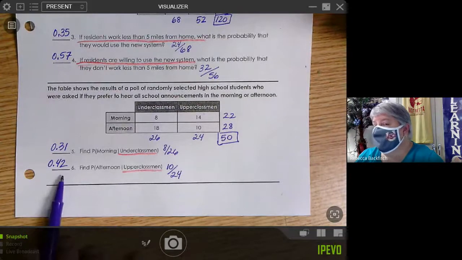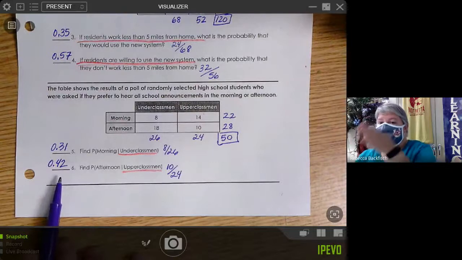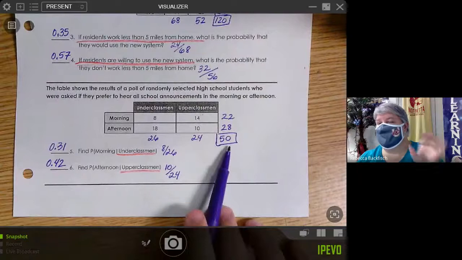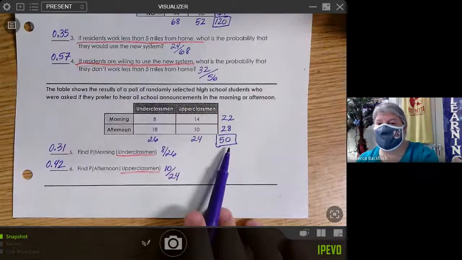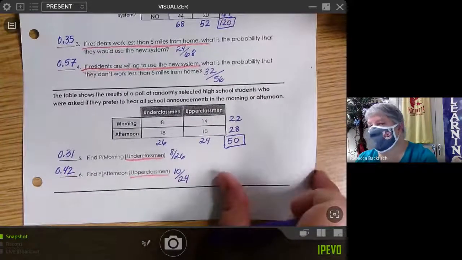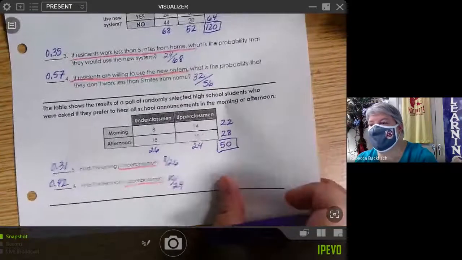Now, what I said earlier, this is when it gets a little tricky. If I said, what percent of students surveyed are underclassmen who prefer morning? When I say what percent of students surveyed, that means out of everybody. So you've got to look for those little clues. Do you mean out of everybody? Do you mean just out of this group? That's what can be tricky about this. Questions on this page before we go on?